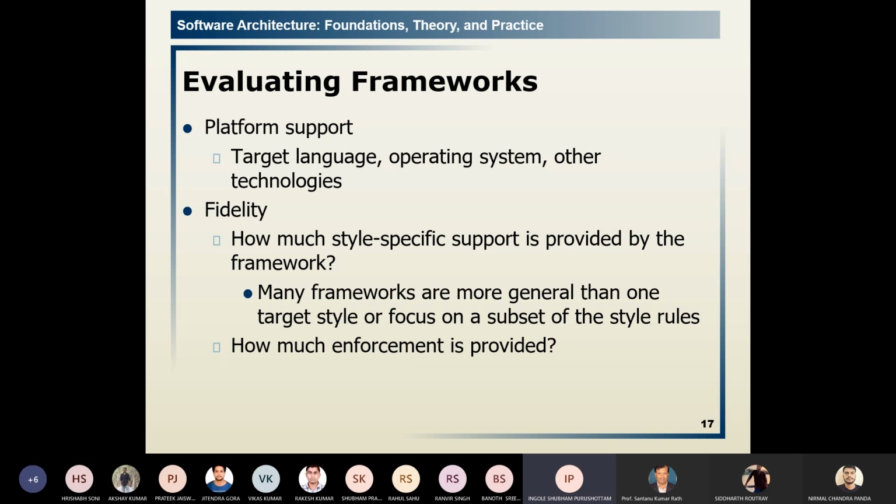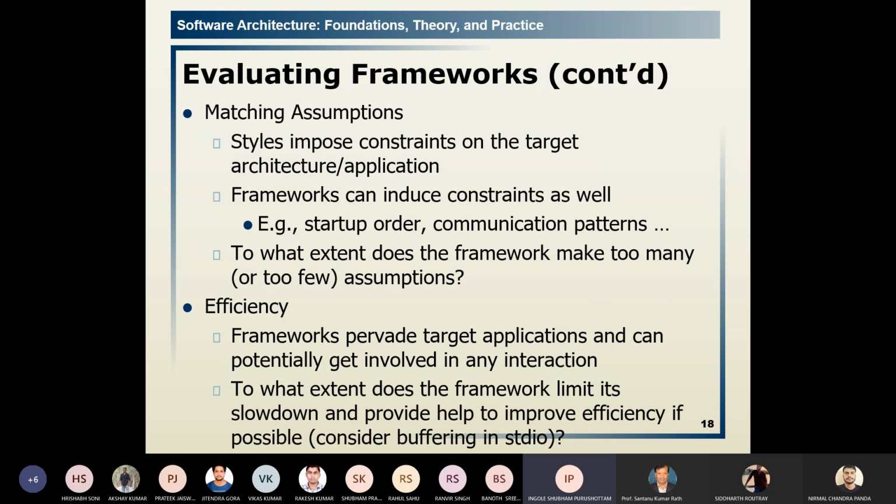So these are platform support and fidelity. The third is matching assumptions. Style imposes constraints on the target architectural applications. Whenever we are selecting an architectural style, it imposes constraints on the target architecture or application. Frameworks can induce constraints as well. Frameworks will have their own constraints as well.